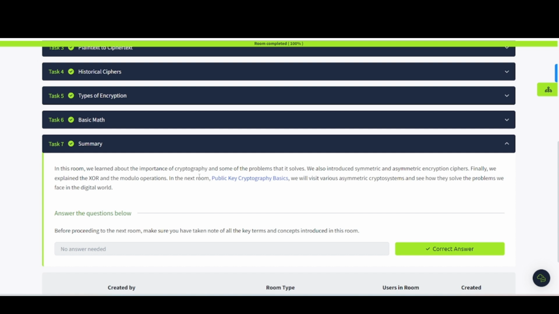As I said, we're going to cruise through some of these cryptography rooms here because a lot of it's just theory based, and I know we like the practical stuff over here, the hands-on stuff.